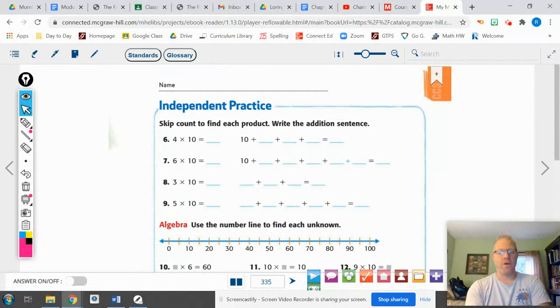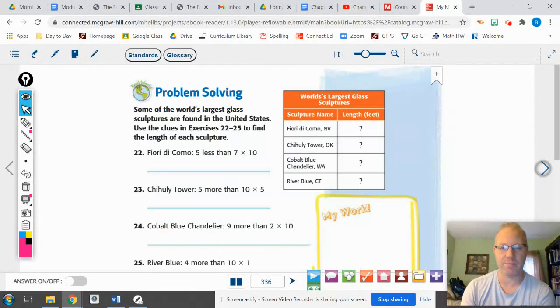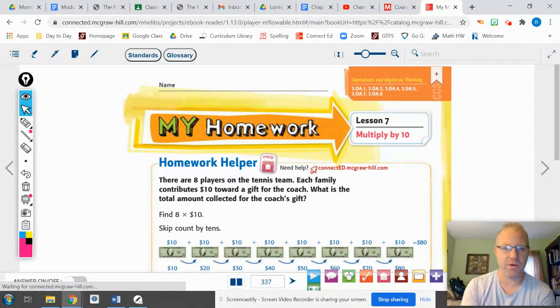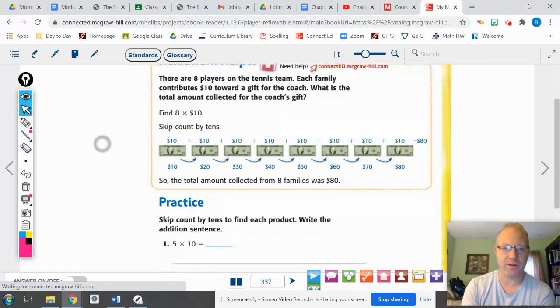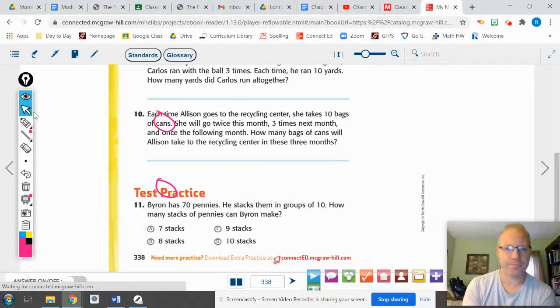Independent practice, guys. For your independent practice, I'm going to ask that you go ahead and do your independent practice and then come back to the video to check your work. But before you do that, let's take a look at the homework options because we're not going to do all the problems here. The top part is your homework helper. I'm going to ask that you do the odd numbers on this first page, 1 and 3. And then let's take a look at the next page. So 1 and 3 so far.